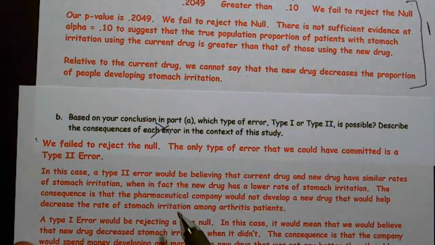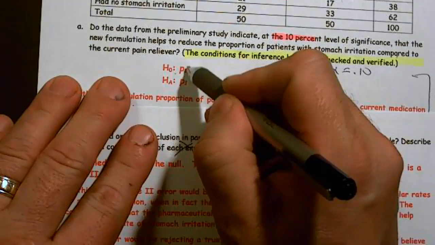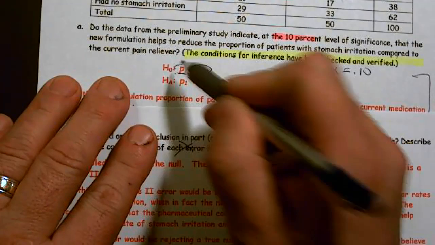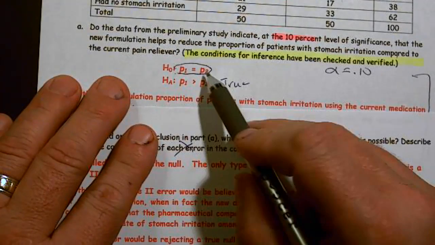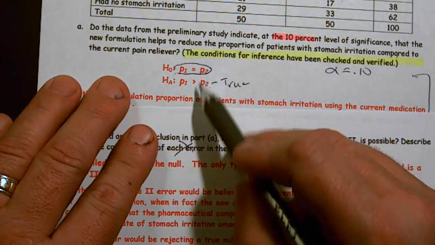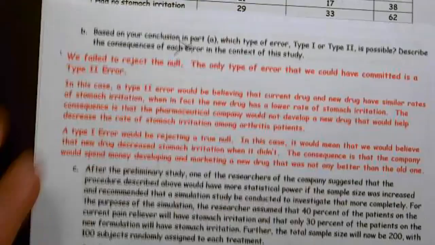In this case, a type 2 error would be believing that the current drug and new drug have similar rates of stomach irritation, when in fact the new drug has a lower rate of stomach irritation. Because what happens is we believe this, but this was actually true. So we believe that they had the same rates, but really the new drug had a smaller stomach irritation.